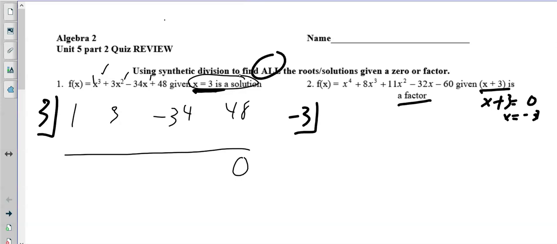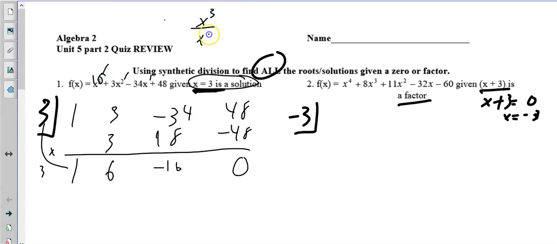So remember, the process is drop down the 1, then multiply times 3. Straight down, add, again multiply by 3. Subtract, that's negative 16. Multiply by 3, get negative 48, and that gives me 0. I know I did it correctly. Now, at this point, remember, if I started with x cubed, if I'm dividing x cubed by x to the 1, then I'm going to get x squared. So this is 1x squared plus 6x minus 16. And of course, equal to 0.